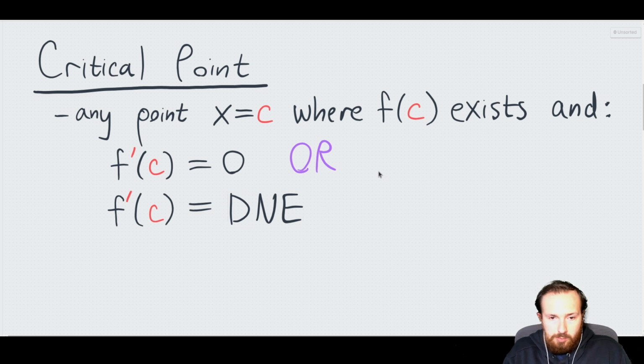One other thing that's important to point out is that the original function has to exist at that point. That's something that students often forget, but if the original function does not exist there, it's not a critical point. And again, we'll talk about why exactly that is in a second.